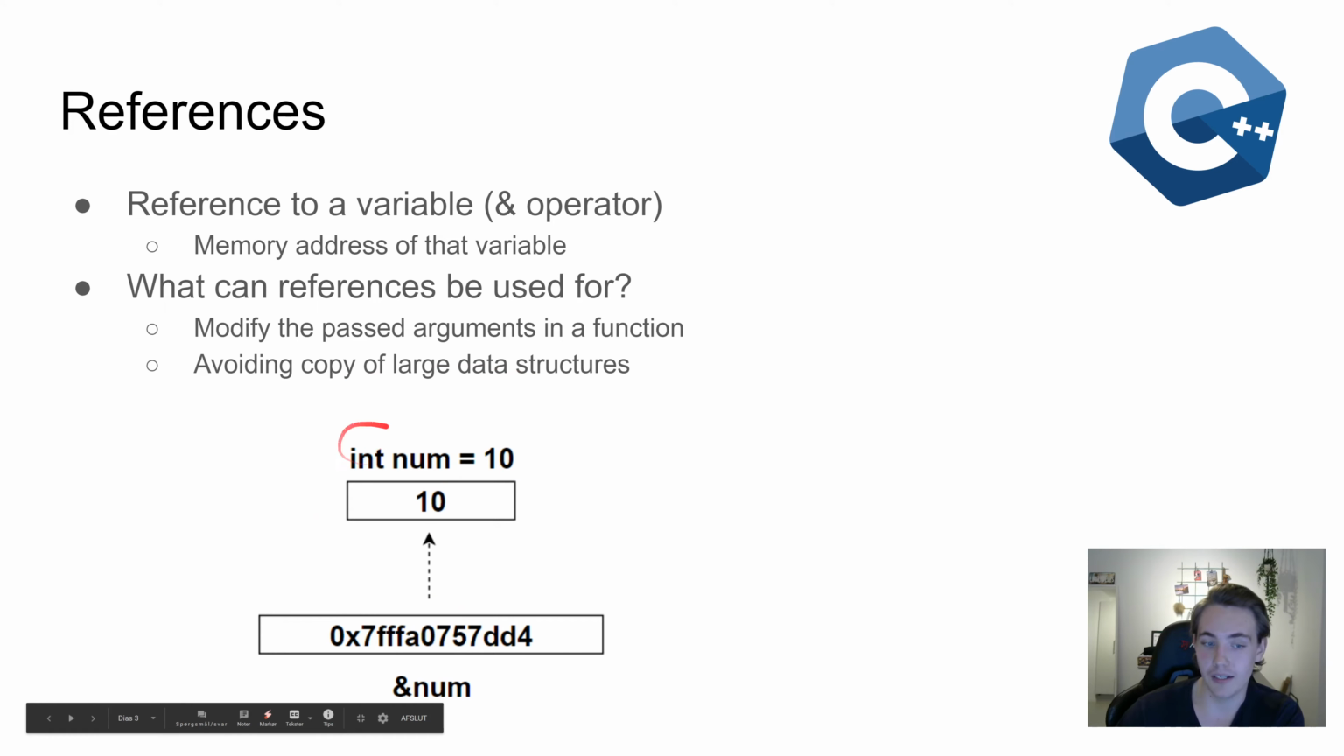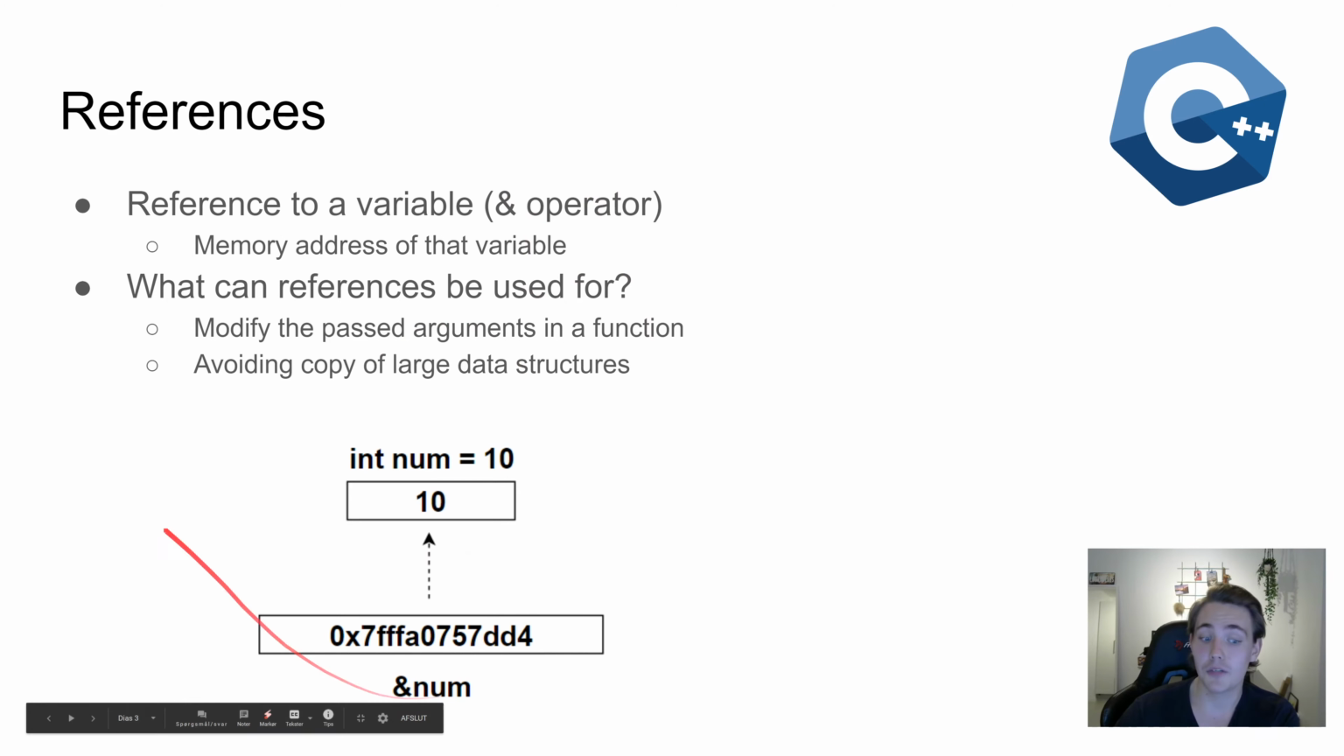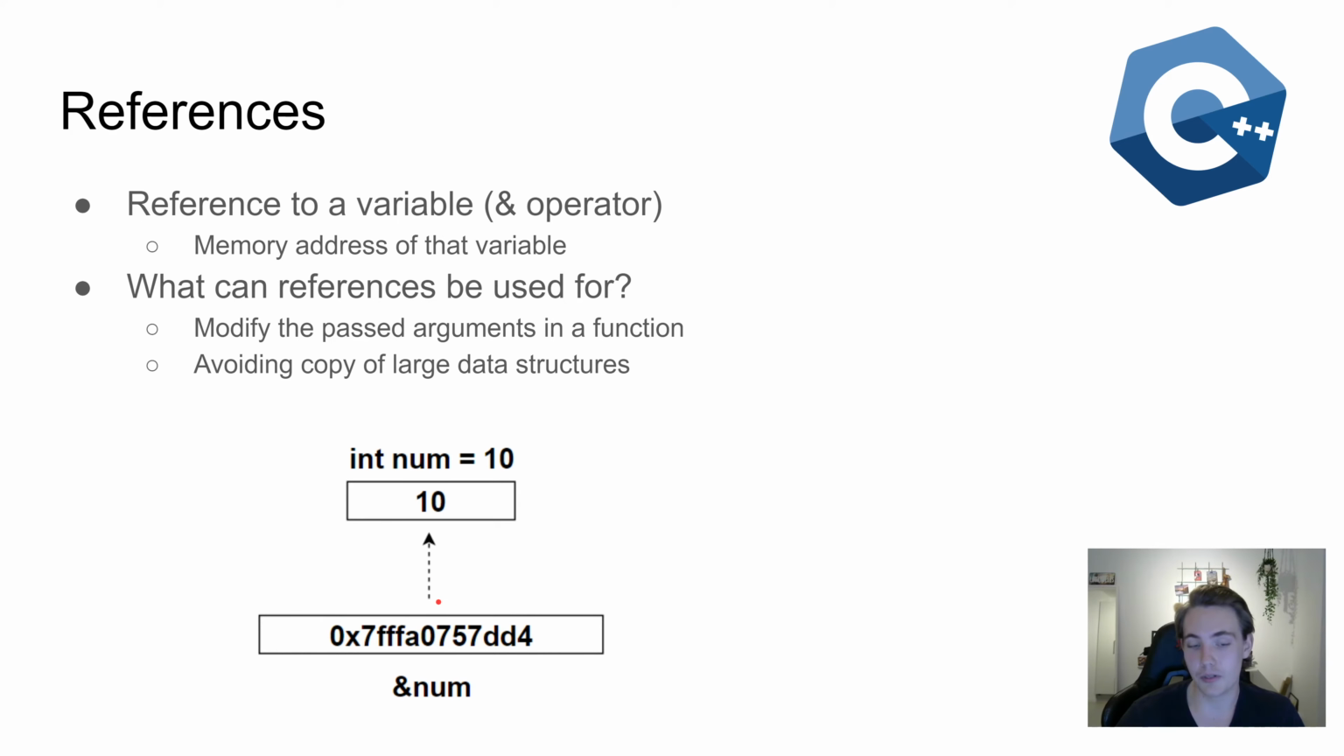where we have an integer, and the variable name here is num, and the value here is equal to 10. And then if we call this AND operator here, our reference operator, it will return the memory address. We can see down here, the memory address where this value 10 here is stored.